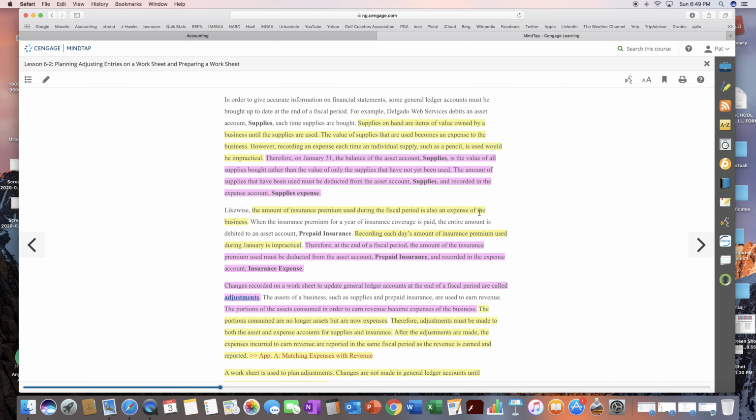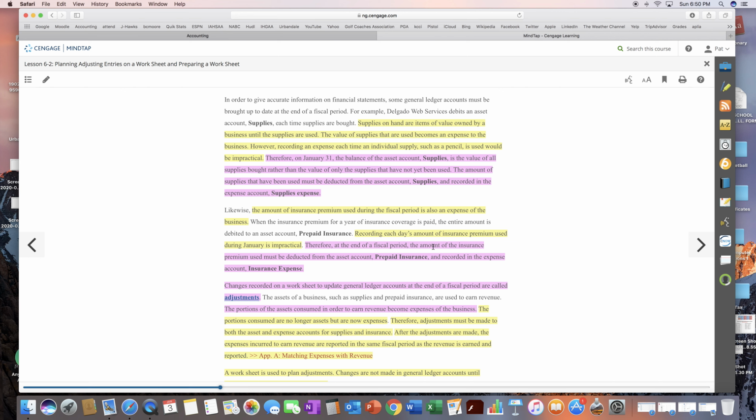And so, excuse me, just like recording every time we use a supply, we're not going to record each day and divide the premium out. So at the end of the fiscal period, the amount of insurance there represents all the insurance we have. So we have to make an adjustment to show that month's insurance has been used. And so we will use an account insurance expense, and we will debit insurance expense, and we will credit and lower the asset prepaid insurance, just like we are going to debit the supplies expense account and credit the asset supplies.